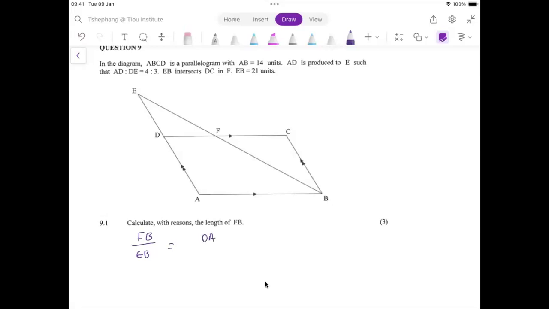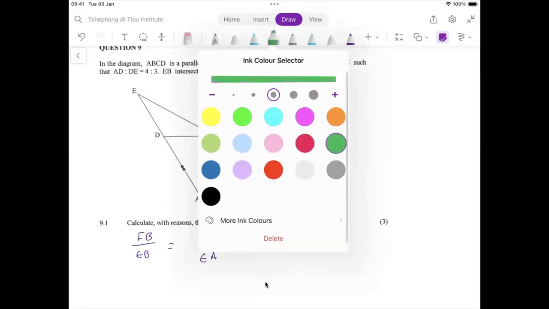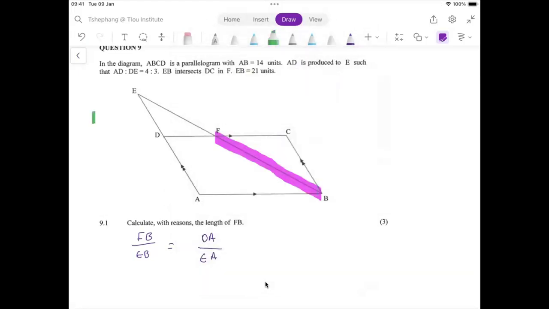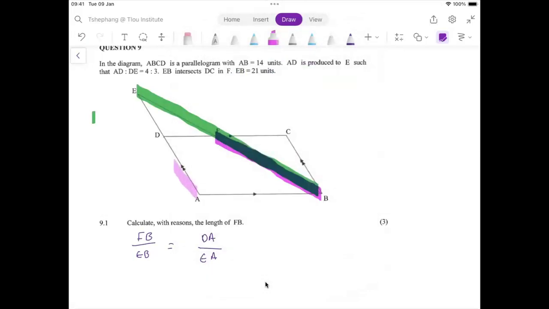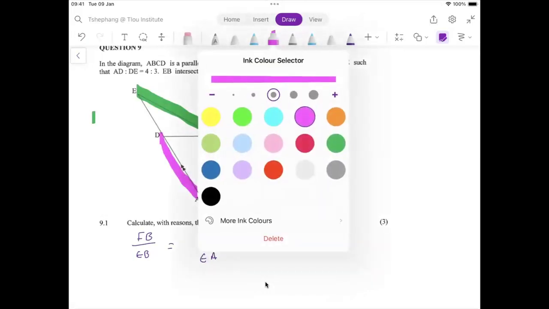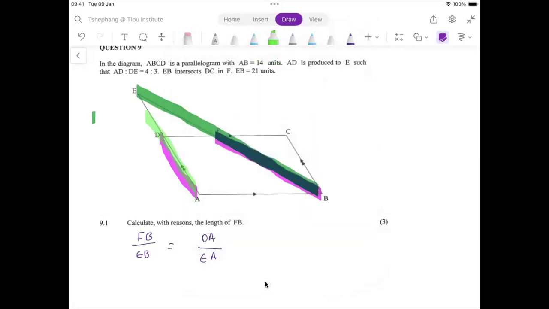We must say DA over what? Over EA. So I said that FB, please make sure that you are with me every step of the way, over EB, over the longer one, must be in the same proportion as AD over the longer one. That's all we did.